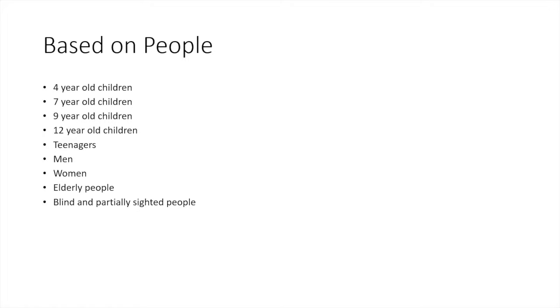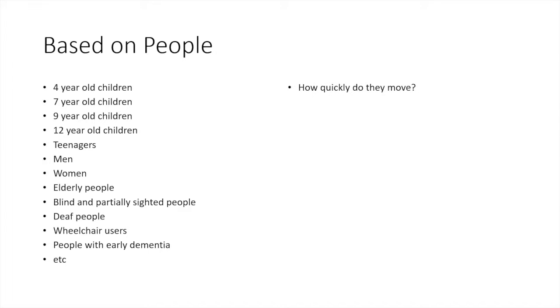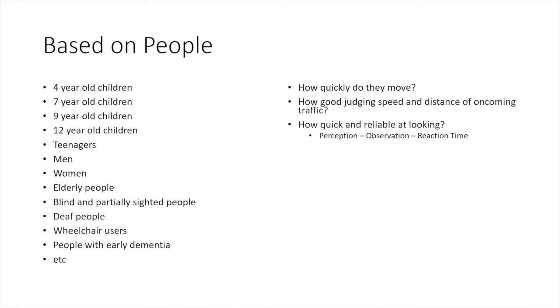There are so many different types of people, and they get scant attention. And in the guidance documents, we need to know facts about them. How quickly do they move? How good are they at judging the speed and distance of oncoming traffic? Young children don't perceive traffic that's moving at more than about 20 miles an hour. They see them as stationary, they don't register them at all. This puts them at great risk if they are exposed to an environment where vehicles are travelling at a higher speed. How quick and reliable are they at looking?